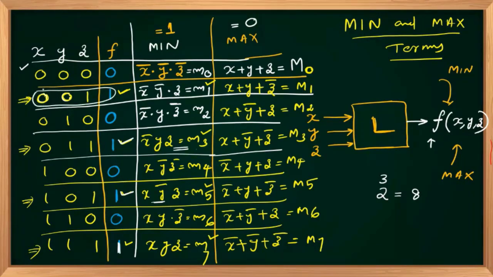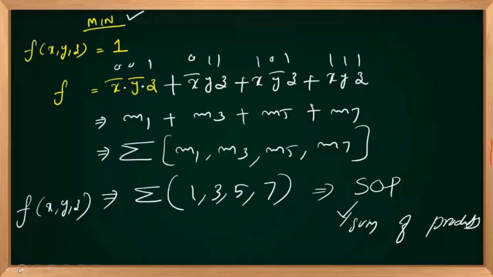001 is 1, 011 is 3, 101 is 5, 111 is 7, right? So 1, 3, 5, 7. The indexes present in the sigma representation will give you the corresponding combinations of x, y, and z inputs, corresponding to which your function f equals 1. All other combinations, by default, the function will be 0, right? And this is one of the methods, that is sum of individual products or SOP form.